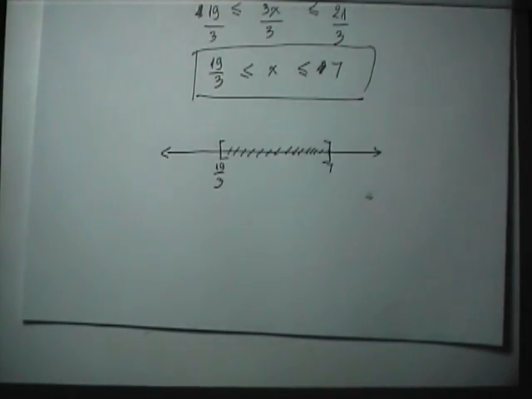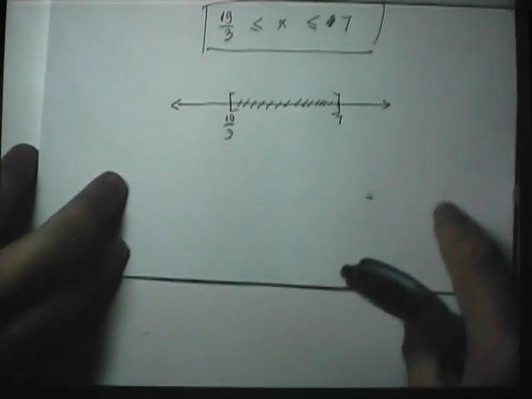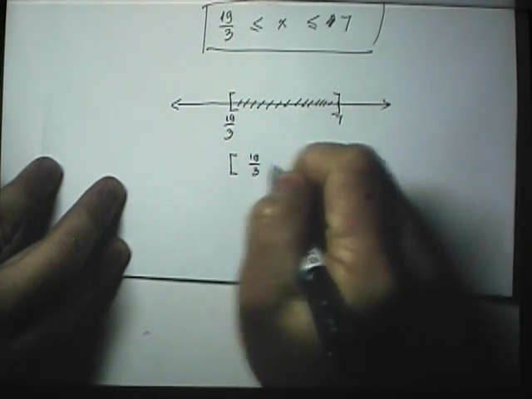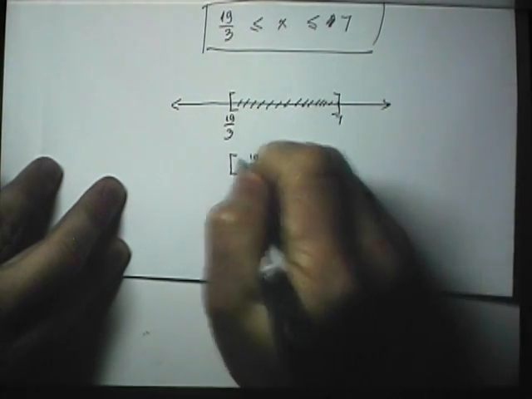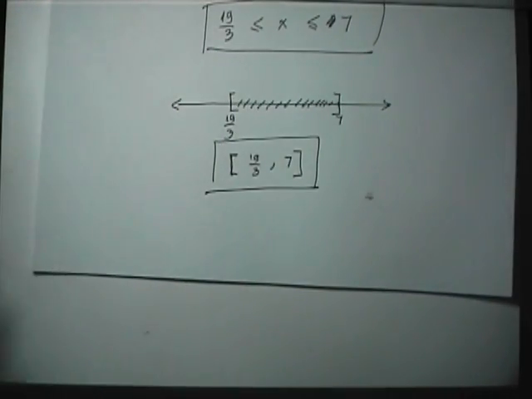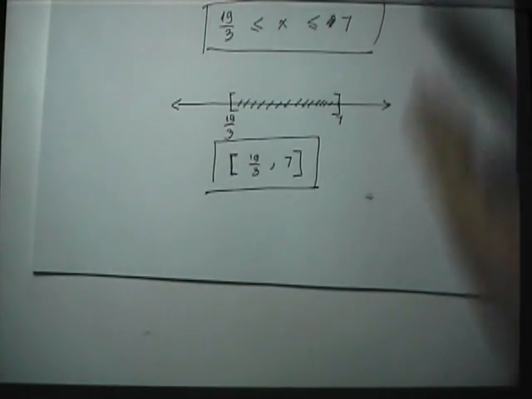include the equal signs. And now, in interval notation, I have 19 over 3 comma 7, and brackets on the two sides. That's my final solution in interval notation.